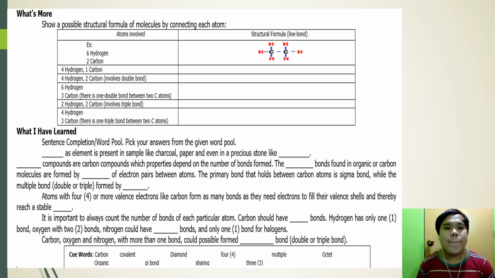Okay? What I have learned, so sentence completion word pool. After you read the contents of the modules of lesson 1, you have to supply the different words for the sentence completion or word pool. You have to choose the words that correspond to each blank there. That is worth 10 points.